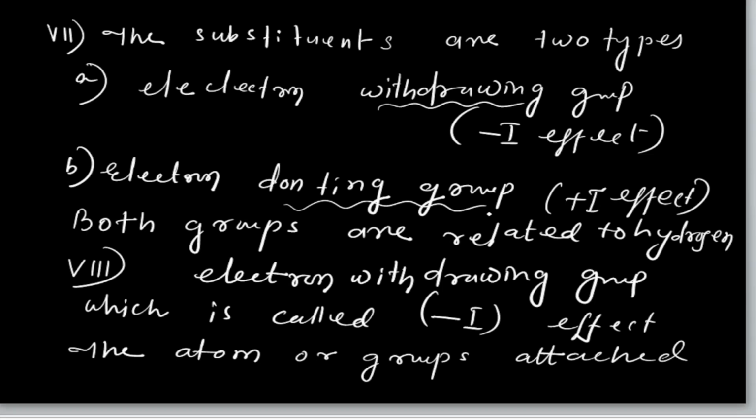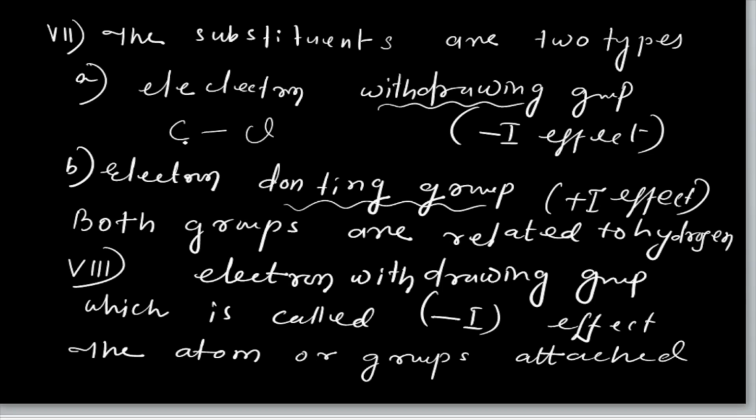So that is called minus I. What is the minus I effect? The electron is withdrawn from the substituent. Just like if chlorine is present, then what happens? The electron is withdrawn from this side, that means from chlorine. And electron donating means the CH3 group, that is an alkyl group, is present, which will donate electron. So it is related to hydrogen. How can you compare this one related to hydrogen? One is called the minus I effect, the other is called the plus I effect.